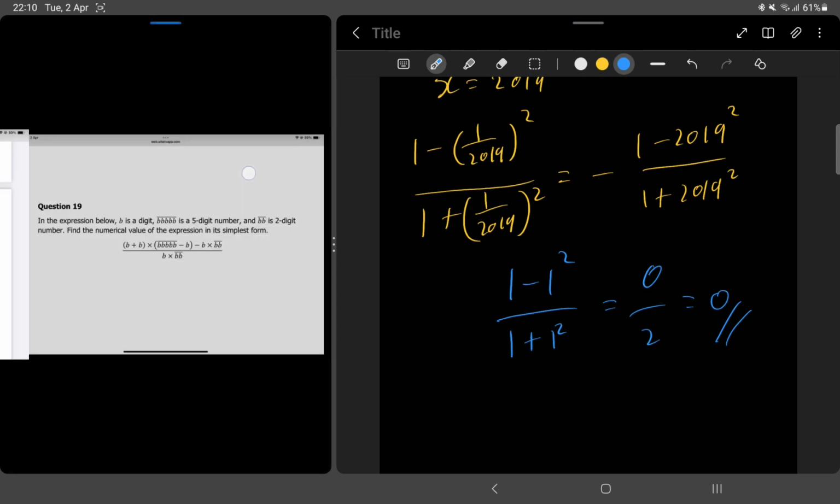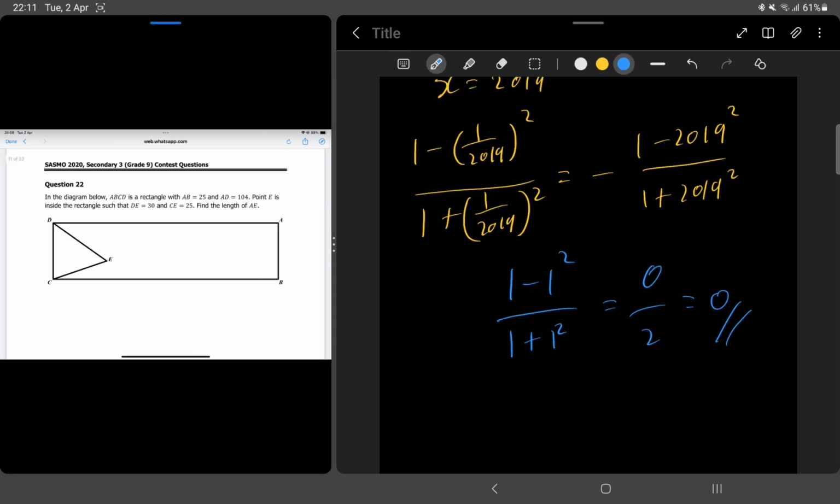I'll work on the first two questions and see if there's an easier way of solving them. But for now, this is how I would answer those questions.